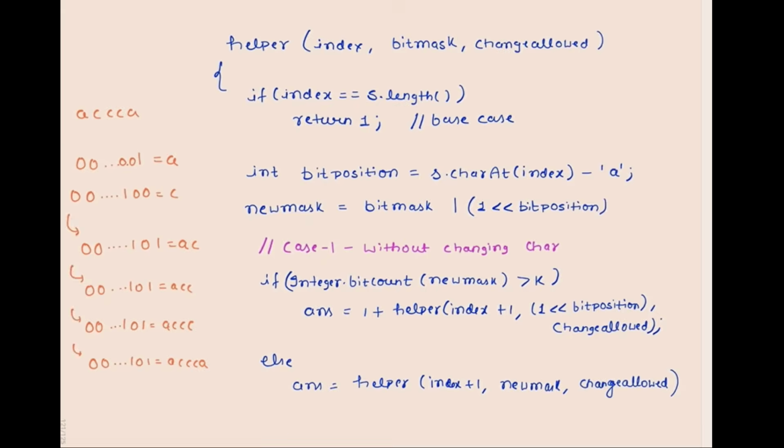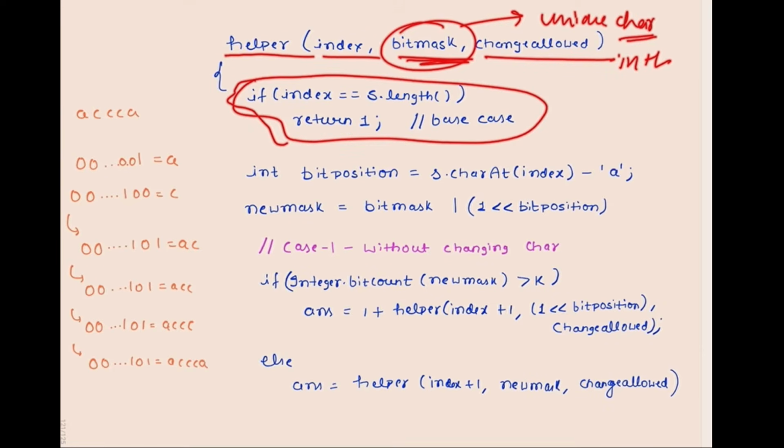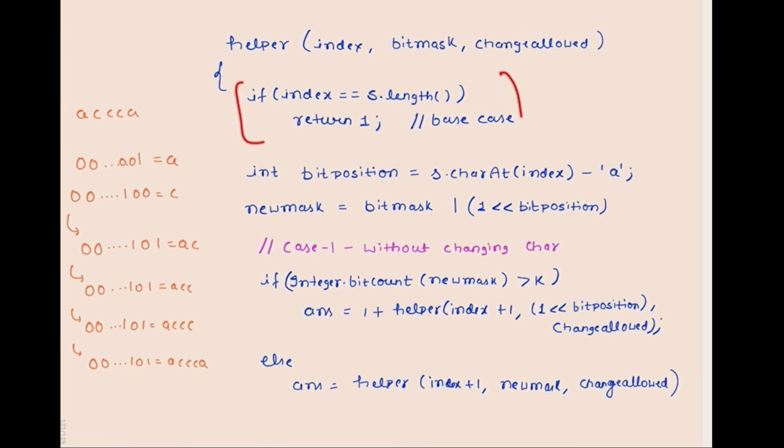Okay, now let's see how recursively we are going to solve it. We are definitely going to call a helper function with the index, bit mask, and change allowed. So this bit mask is basically representing how many unique characters are in the string. Okay, so this is how it is helping us. Now if we are at the base case, that means we are at the string length, we will simply return 1, because whatever we were building is also a partition.